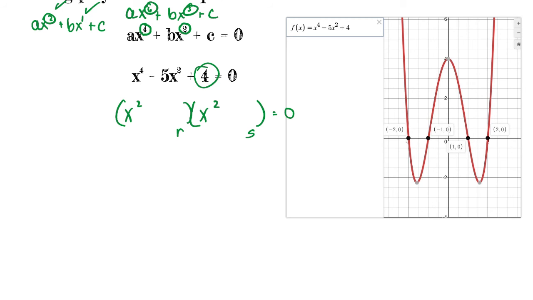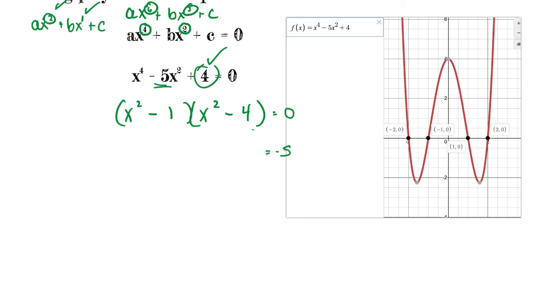Okay, so we're trying to get a 4, so it's either 1 times 4 or 2 times 2. It's got to add up to a negative 5, the b term in the middle. So it's got to be the 1 and the 4, but they both better be negative. Those two still multiply to a positive 4, the c value, but now they add up to negative 5, the b value. So we know it's going to be a negative 1 and a negative 4 in here.